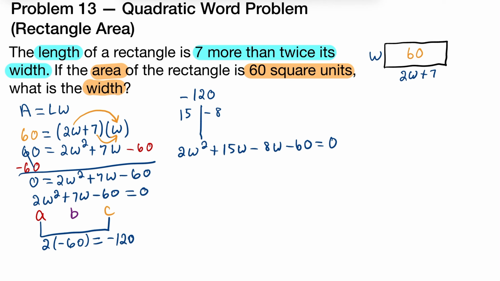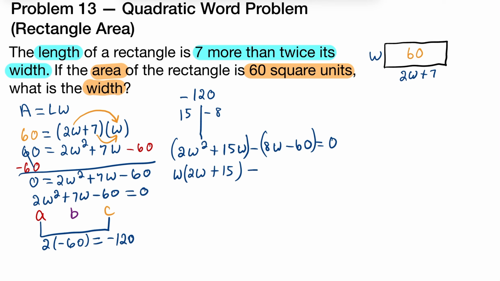Okay, so the next thing to do is to group the first two and the last two terms. So let's go ahead and do that. There we go. And what we're going to do is factor out what's common from each group. So starting with 2w squared plus 15w, what's common is w. So we'll factor out a w times 2w, because w times 2w is 2w squared, plus 15, because 15 times w is 15w.